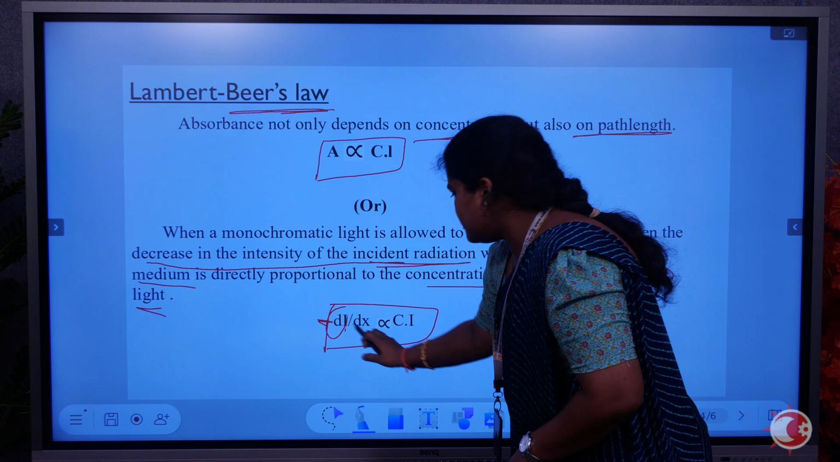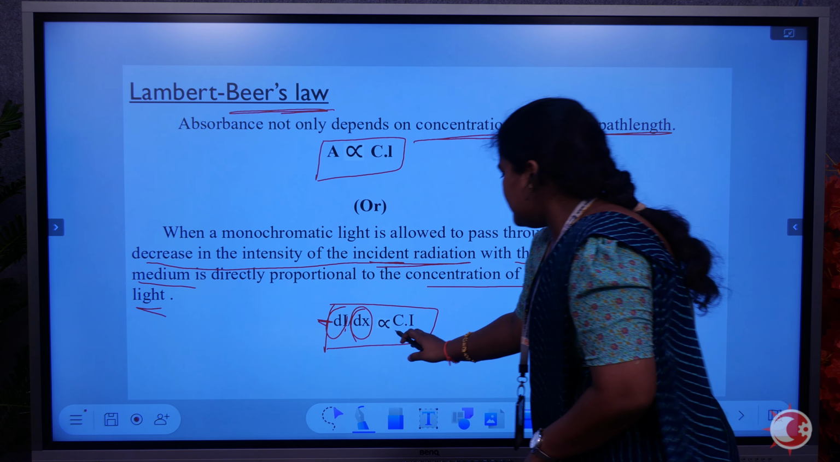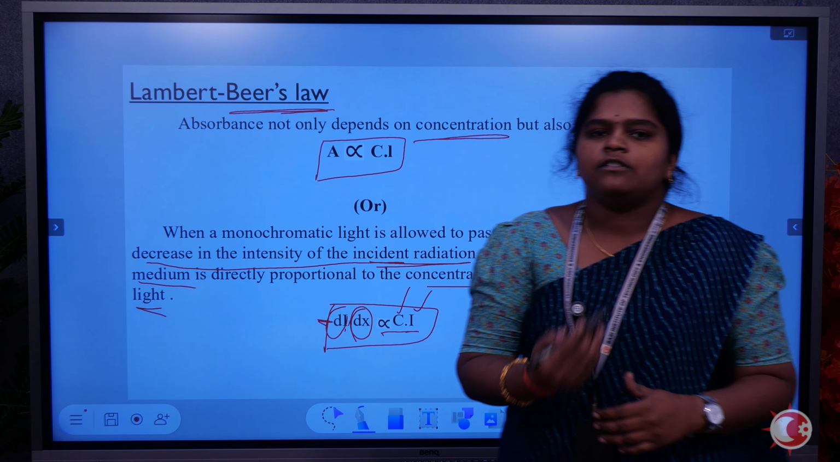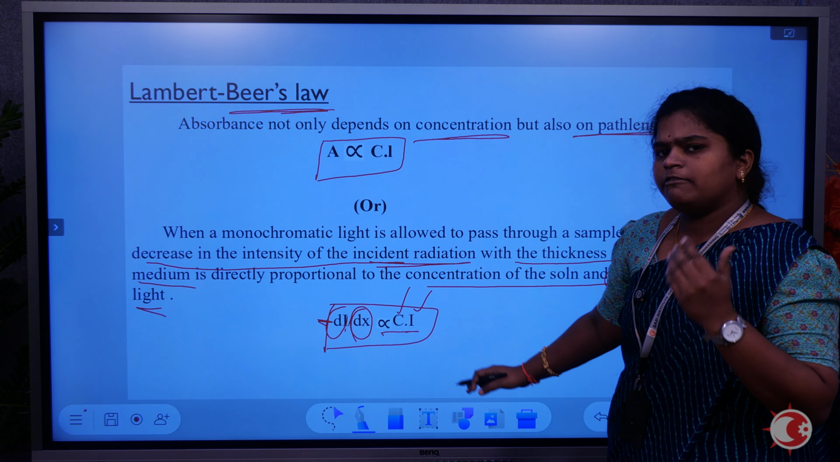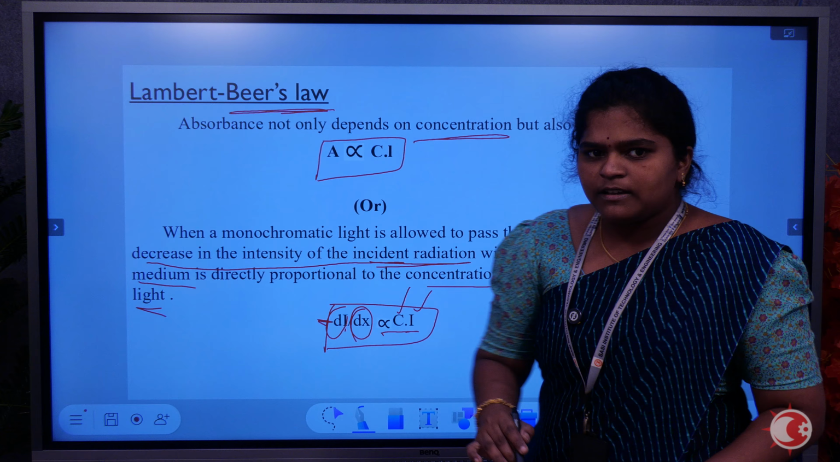Okay, with the thickness of the medium. X is nothing but the thickness of the medium, or the path length of the medium, and the decrease is directly proportional to concentration and also the intensity of the incident radiation. This is what Beer-Lambert's law is telling. So these are the two definitions that we can give for Lambert-Beer's law. Now let us derive this Lambert-Beer's law in an easy way.